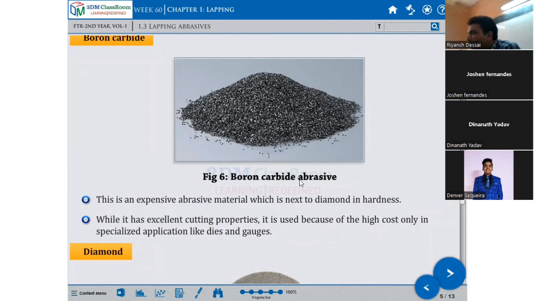So dies and gauges, to finish them, this material, boron carbide abrasive, is used. They are very costly, the dies and plug gauges. All these plug gauges, they are ground on one side and polished, so you have to go for this boron carbide abrasive.